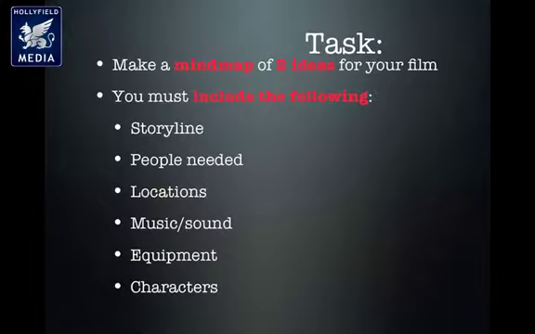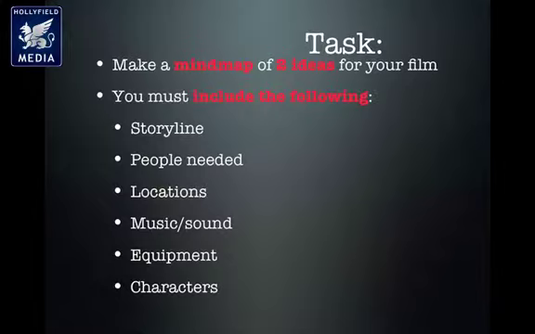In today's lesson, you're going to need to do the following. You need to make a mind map of 2 ideas for your film individually. You must include the following. What's the storyline? Who's needed? So what are the people? What are the locations that you could film? What's the music and sound that you're going to use? So what music might go well with this?